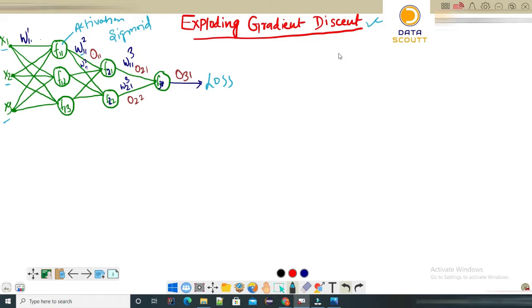And we know the formula to calculate y is nothing but the summation of i equal to 1 to n of wi xi plus bias. So we connect each of these neurons and then we finally get an output O31, and then we try to compute the loss. So loss is nothing but (y minus y hat) squared. Here the output coming out, let's consider this is y hat.